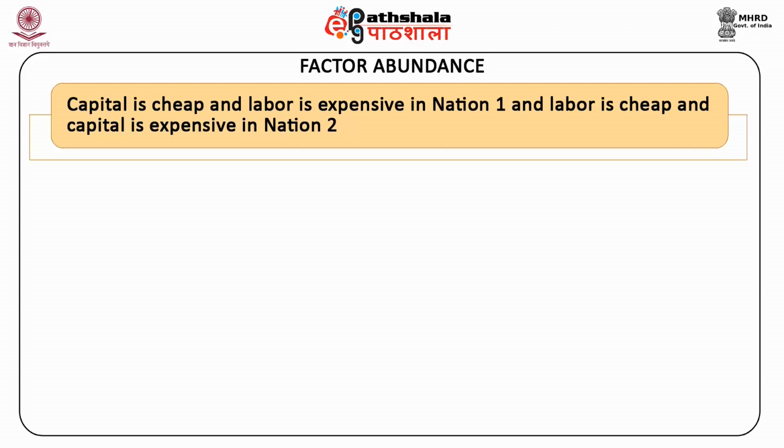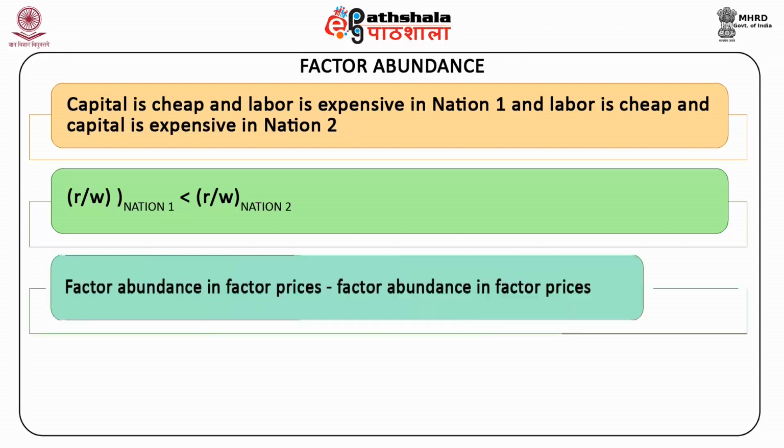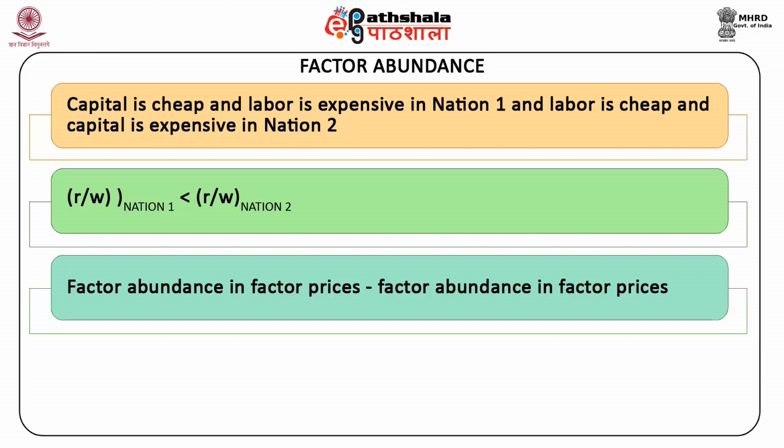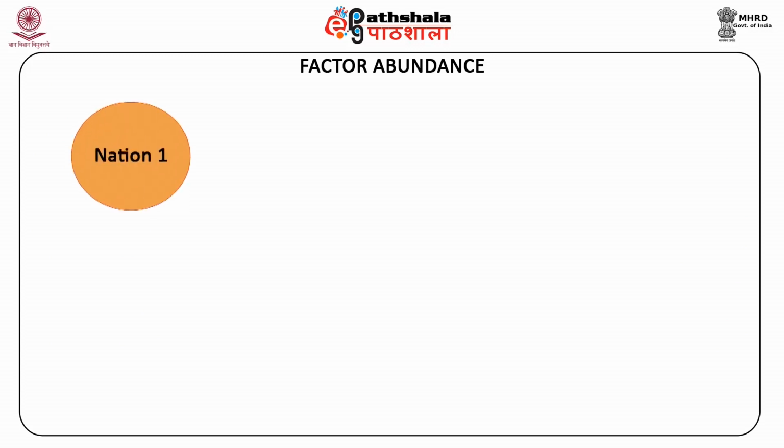Stated in equation terms, this means R/W for nation 1 is less than R/W for nation 2. We take factor abundance in factor prices because this definition considers both demand and supply factors, because the price of any commodity is determined by demand and supply, while the physical quantity definition takes only supply factors. However, since we have assumed tastes to be the same in both nations, the two definitions coincide. Hence, we have nation 1 as the capital abundant nation, and commodity X is the capital intensive commodity.